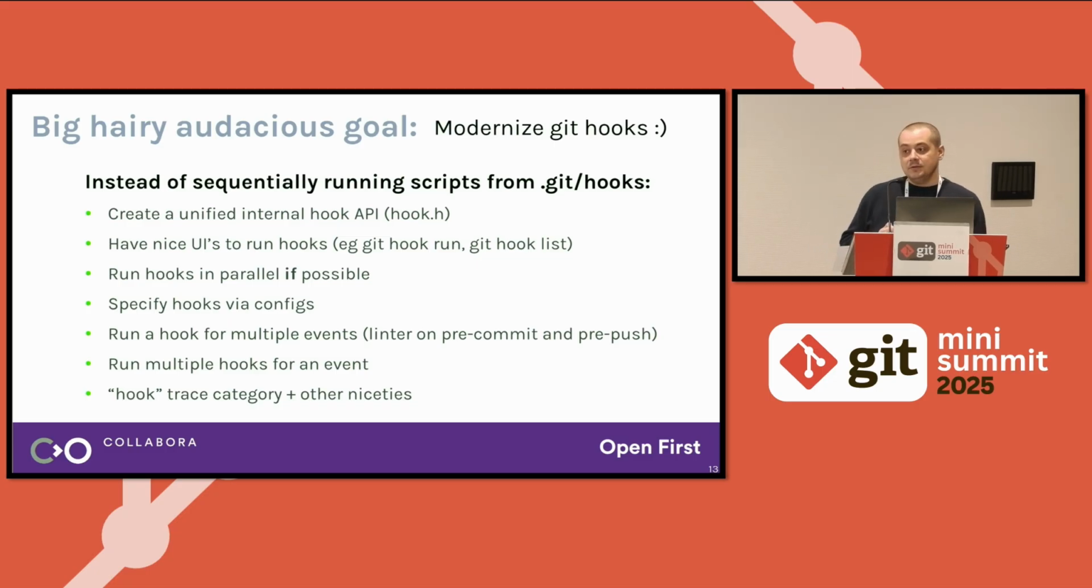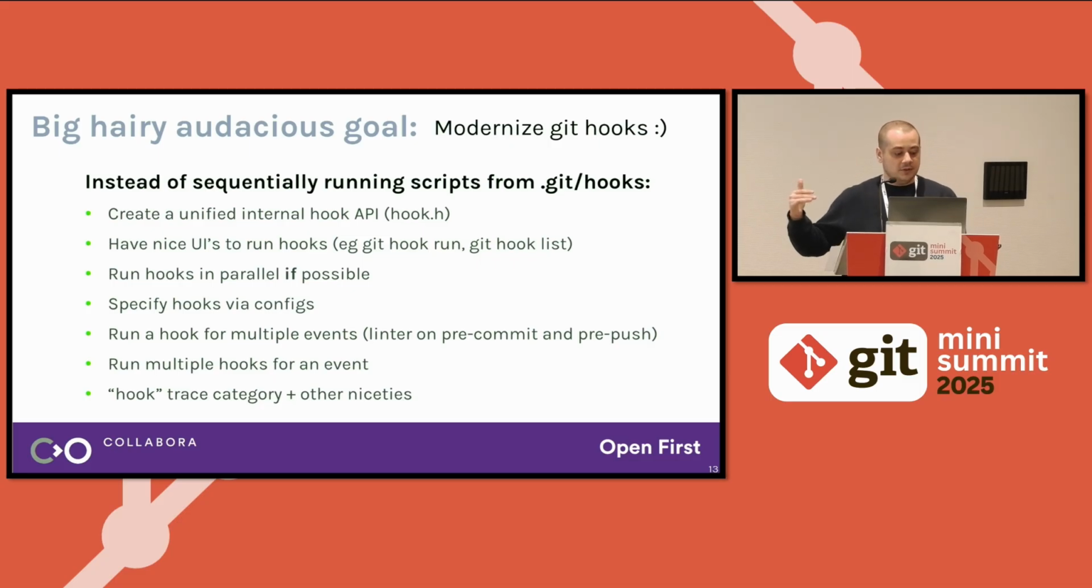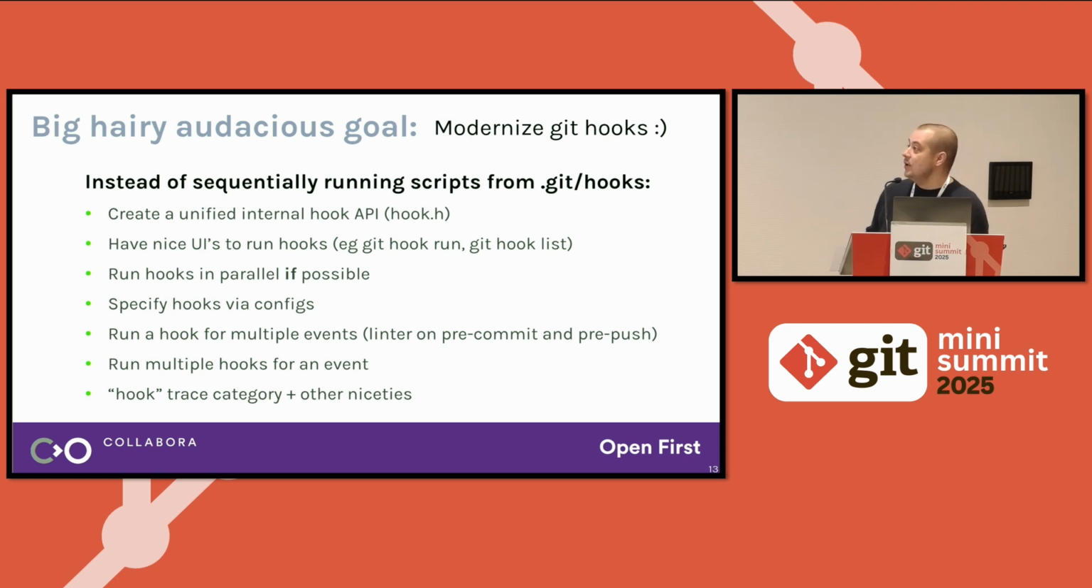And also it would be nice to specify hooks via configs. So in the config file, you can say this event will have these commands which we want to run. So you can have multiple hooks for an event, or you can even have hooks trace categories, and yeah, so this is the big goal, right?